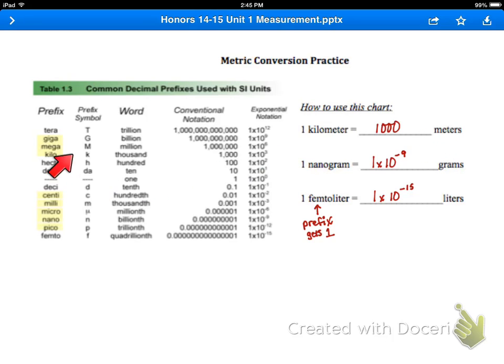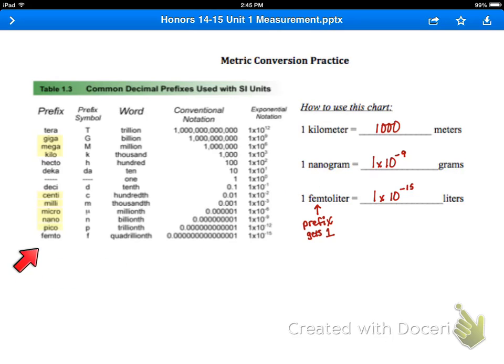So what we do is we go over here and find kilo, and it's little k. It means 1,000, or 10 to the third. They are exactly the same thing. Here I wrote down 1,000. I could have written down 1 times 10 to the third.